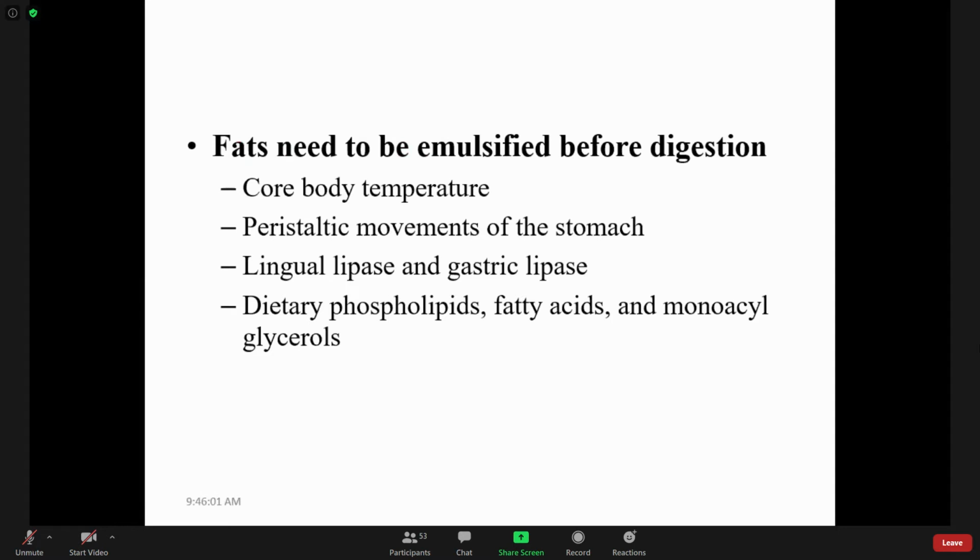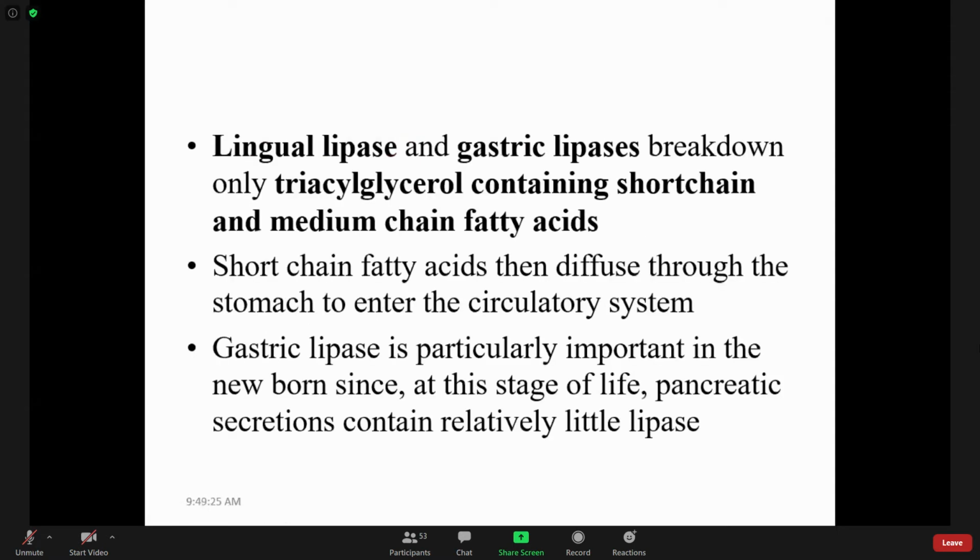Apart from that, for emulsification, dietary phospholipids, free fatty acids and monoacylglycerol also help. Lingual lipase and gastric lipase have a specificity for triacylglycerol. They only hydrolyze triacylglycerol that contains short chain and medium chain fatty acids.